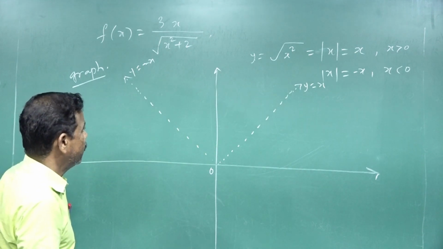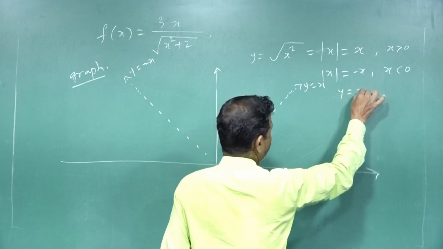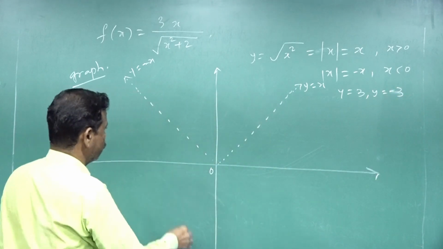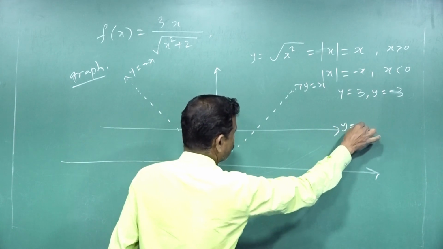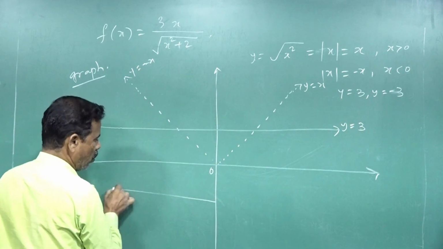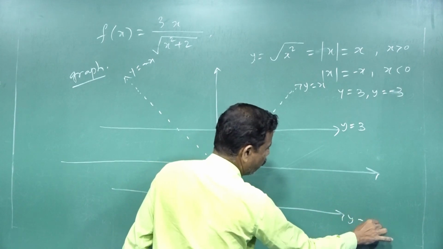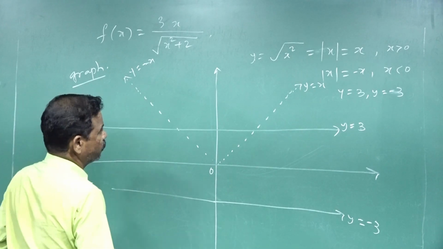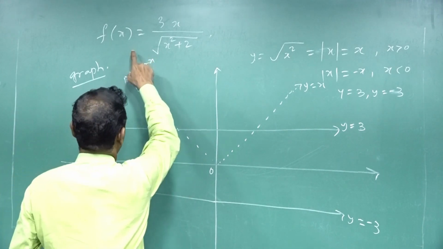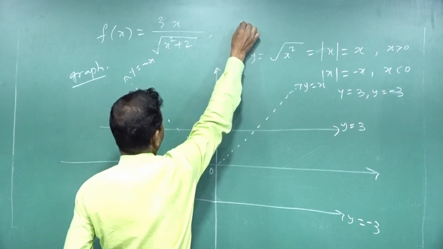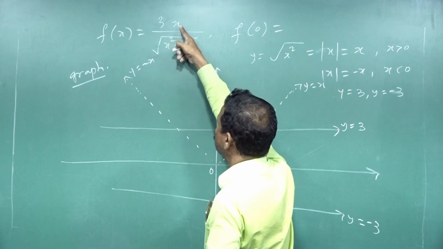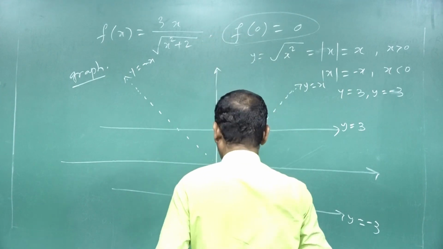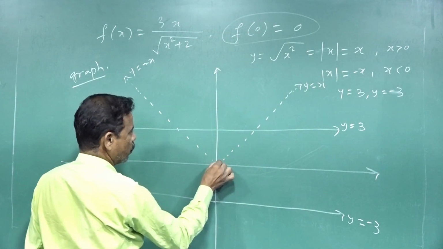After that, y is equal to 3 and y is equal to minus 3: two horizontal asymptotes are there. This is y is equal to 3 above, and y is equal to minus 3 below. So what about the curve? If we substitute x is equal to 0, what is f of 0? 3 into 0 is 0, and 0 by something is 0. So this curve passes through the origin.